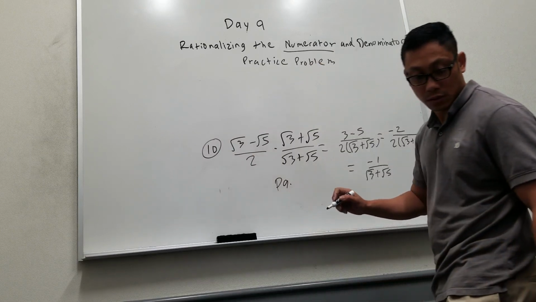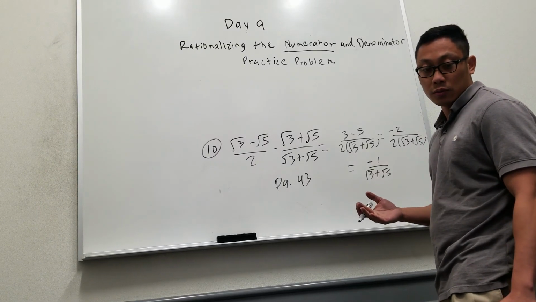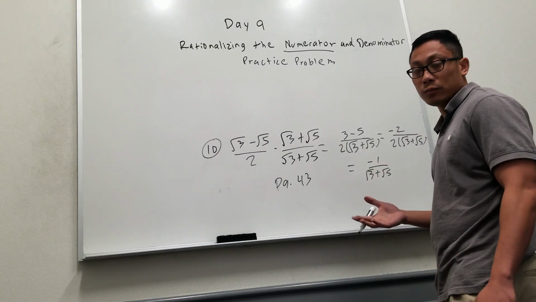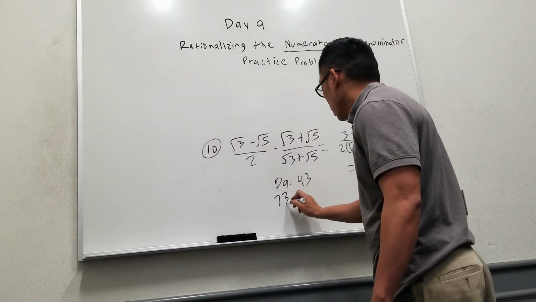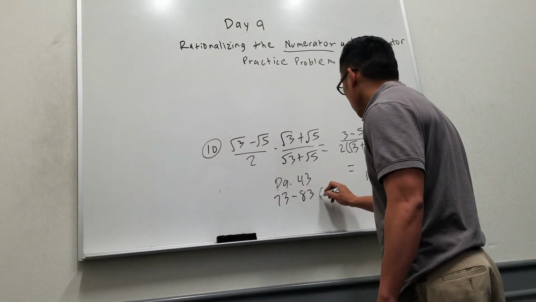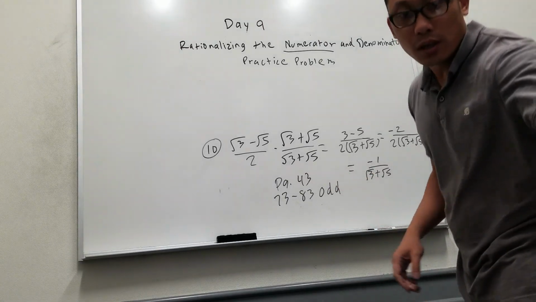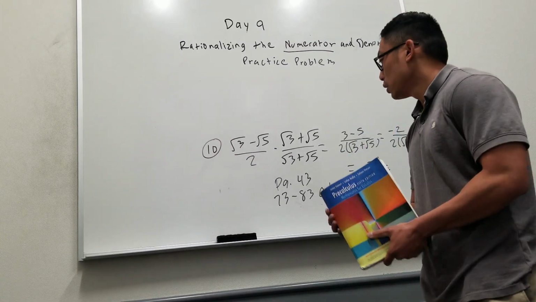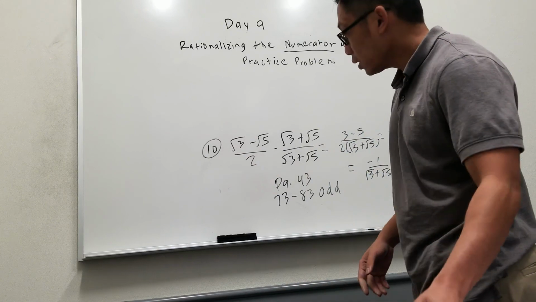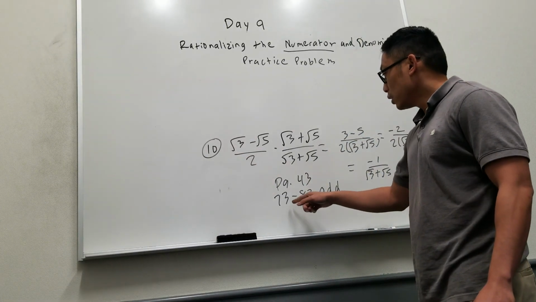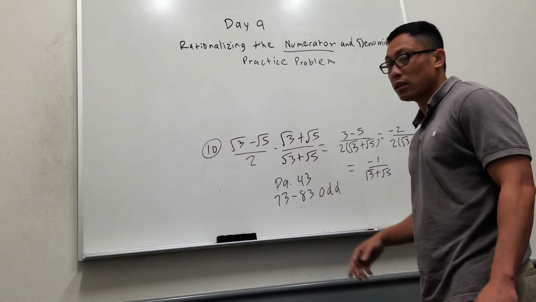You want to do it? It's going to help you improve, get used to rationalizing denominators and numerators. So the more practice problems, the better. So here you go. This is 73 to 83 odd, page 43. So what does odd mean? This is the book I'm using again, 5th edition, Stewart. Basically, it's just 73, 75, 77, 79, 81, 83. That's it. You're just doing the odds, you don't do the evens.